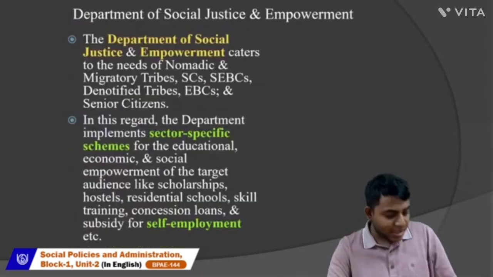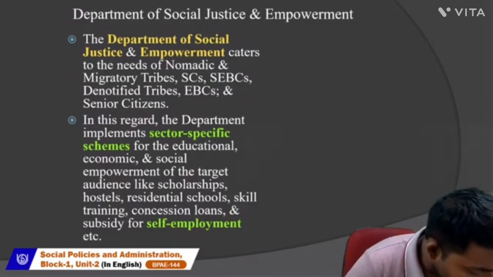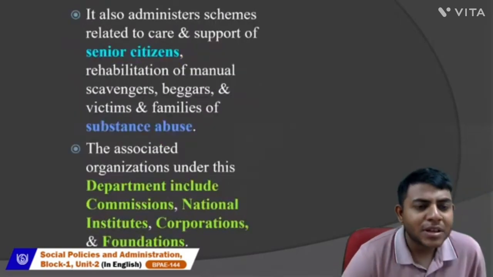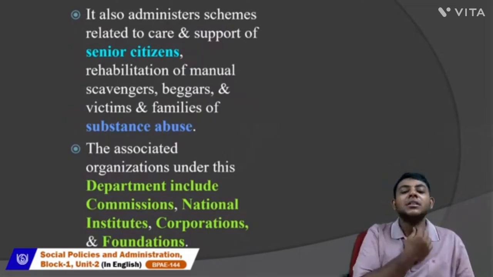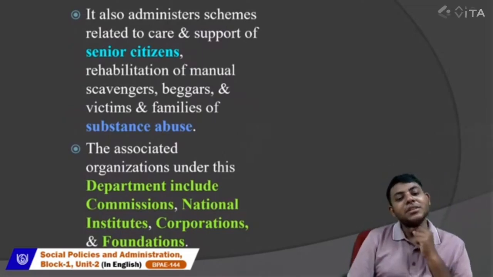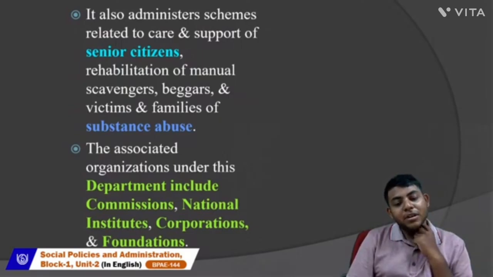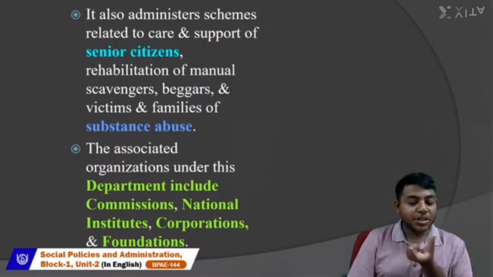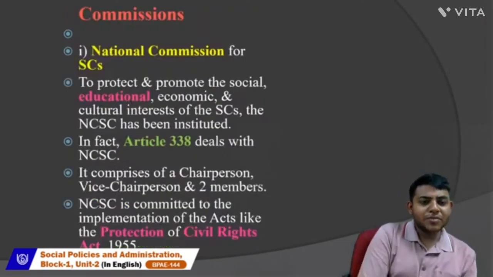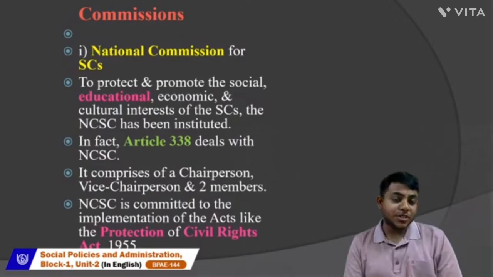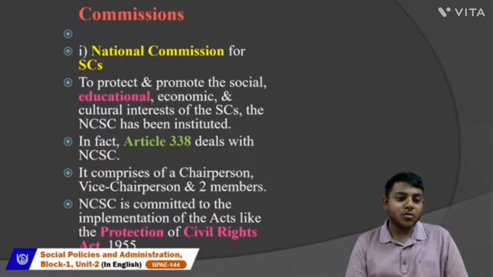So this Department of Social Justice and Empowerment also administers schemes related to care and support of senior citizens, as well as rehabilitation of manual scavengers, beggars and victims, as well as families of substance abuse. So the associated organizations under this department include commissions, national institutes, corporations, and foundations. Now let us first discuss the commissions. So the first is the National Commission for Scheduled Caste, which I have already given a brief about.